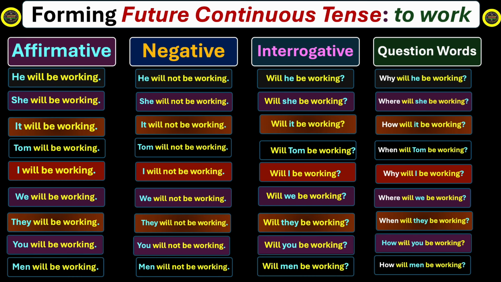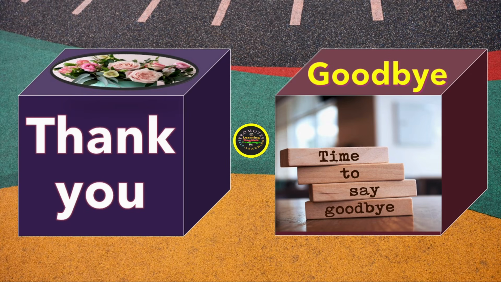So these are the forms of future continuous tense with the infinitive to work. You can replace this word with any other infinitives of your choice and you can make as many sentences as you can form or as you like in the future continuous tense. Hope you understand the concept.